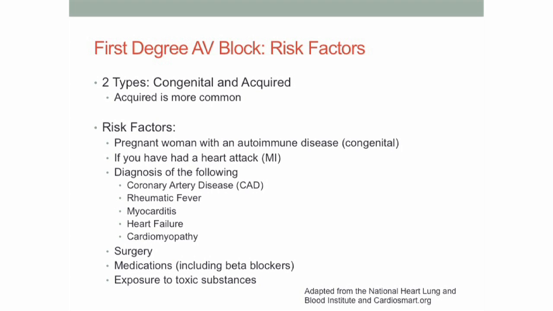The first degree AV block risk factors include, there are two types actually. There's congenital and acquired. Congenital is when you're born with it, and acquired is when it develops sometime during your lifetime. Acquired is actually more common. Risk factors are if you're a pregnant woman with an autoimmune disease, this is what causes the congenital type. If you have had a heart attack, also called a myocardial infarction, and also if there's a diagnosis of the following diseases: coronary artery disease, rheumatic fever, myocarditis, heart failure, cardiomyopathy. Some other risk factors also include surgery, medications, and exposure to toxic substances.